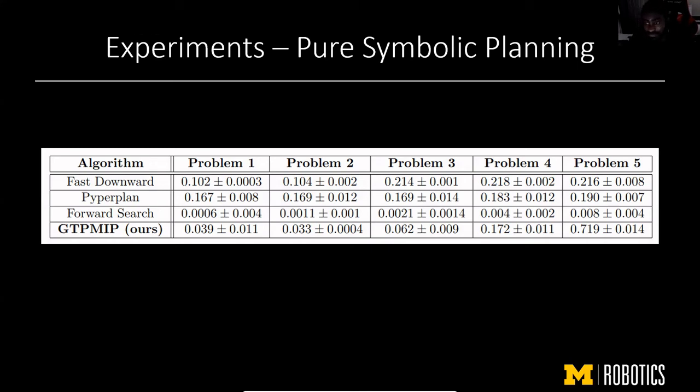However, this is not a problem because the main advantage GTP-MIP has over all of these pure symbolic planning approaches is that it's capable of solving optimal constraint task planning problems, or problems with numeric constraints and numeric objective functions. And all of the other approaches compared here do not have this capability. So that makes GTP-MIP quite special.